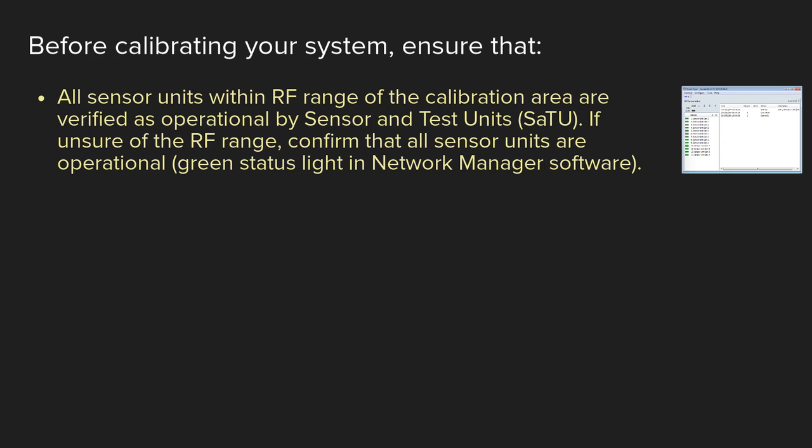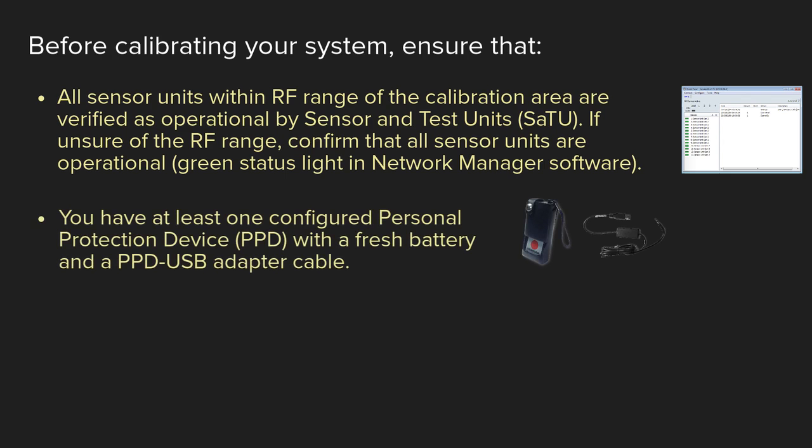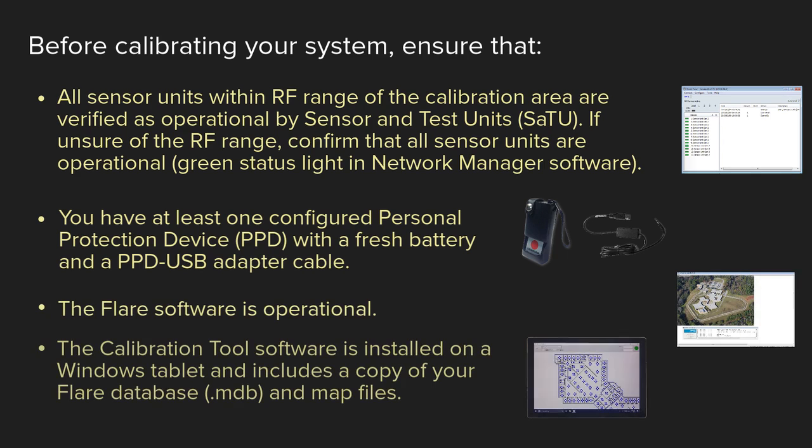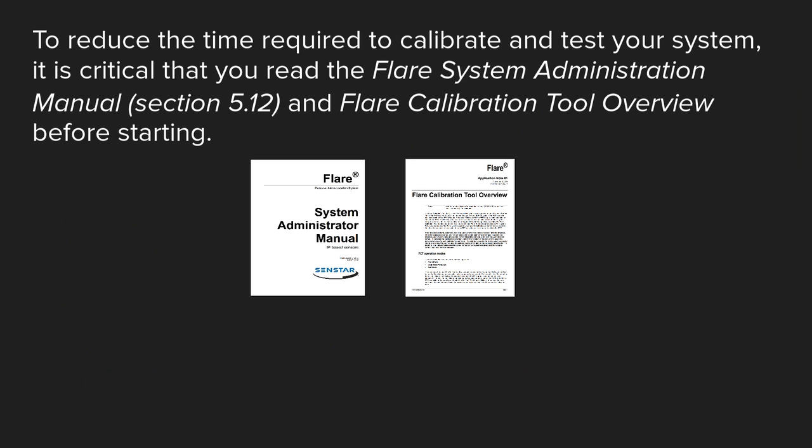Manager software. You have at least one configured personal protection device, or PPD, with a fresh battery and a PPD to USB adapter cable. The Flare software is operational. The Calibration Tool software is installed on a Windows tablet and includes a copy of your Flare database called MDB file and map files. To reduce the time required to calibrate and test your system, it is critical that you read the Flare System Administration Manual, Section 5.12, and Flare Calibration Tool Overview before starting.